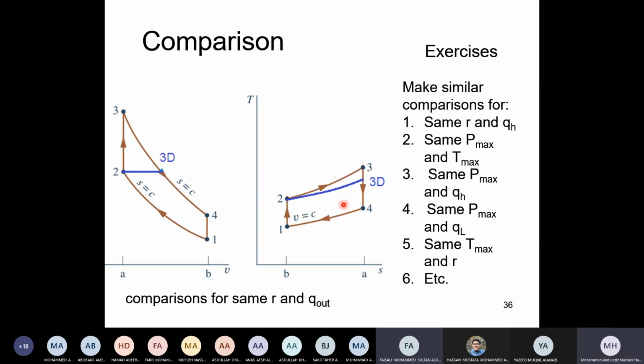Faisal, can you help us in that? Yes. Why? Because we add heat at higher temperature. Heat at higher temperature.